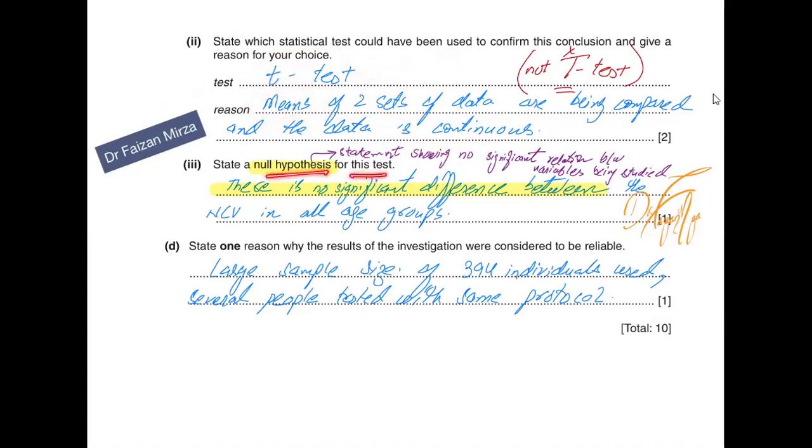State the null hypothesis for this test. In null hypothesis, we state the statement and we say that there's no significant association in the variables being studied. So what will be our null hypothesis? There is no significant difference between the nerve conduction velocities in all the age groups. State one reason why the results of this investigation were considered to be reliable. They have taken a very large sample size and they have used the same protocol with everyone. So yes, this should be quite reliable.